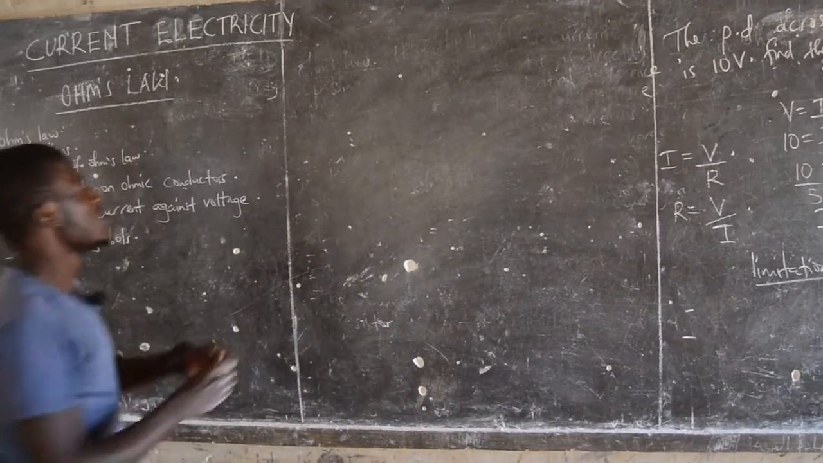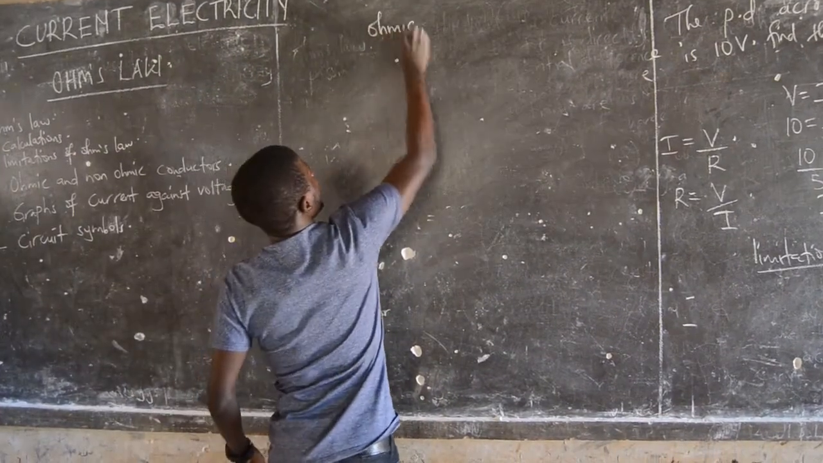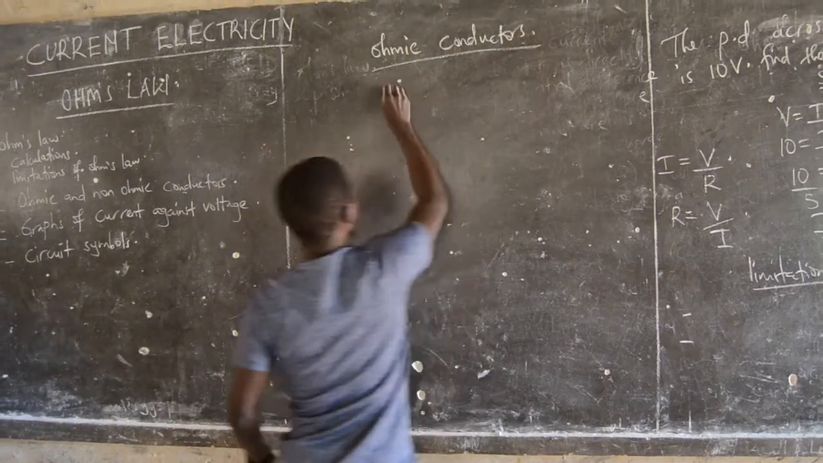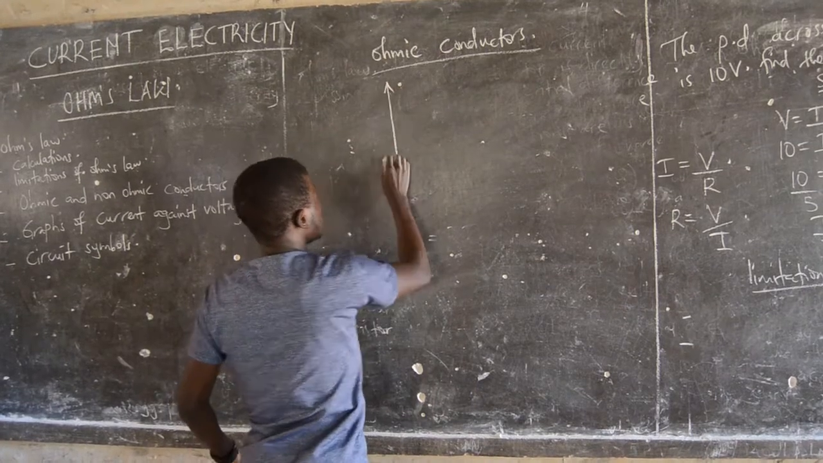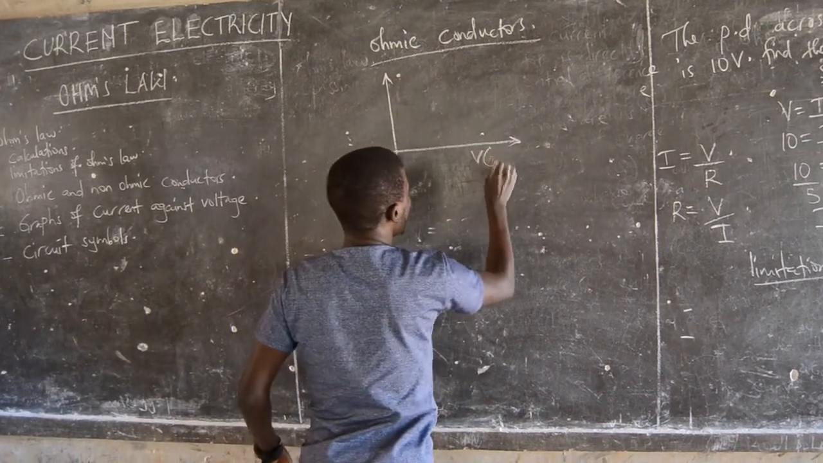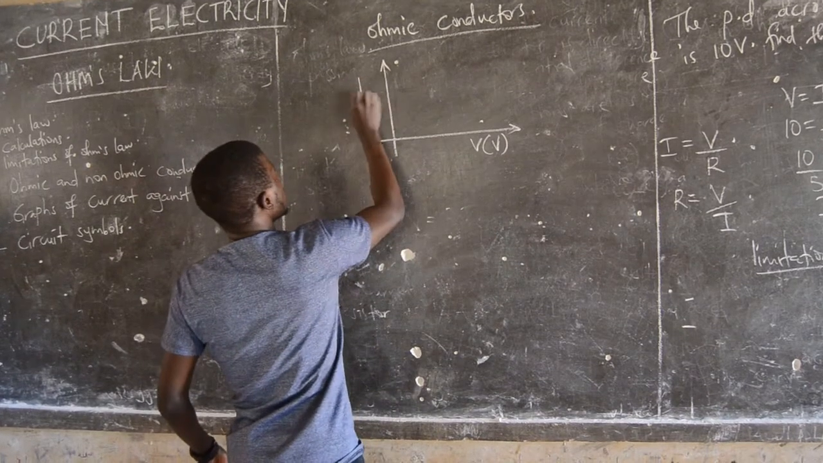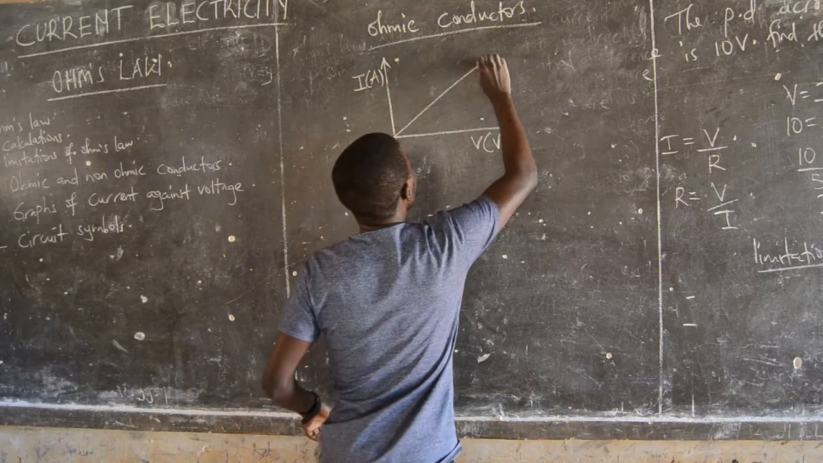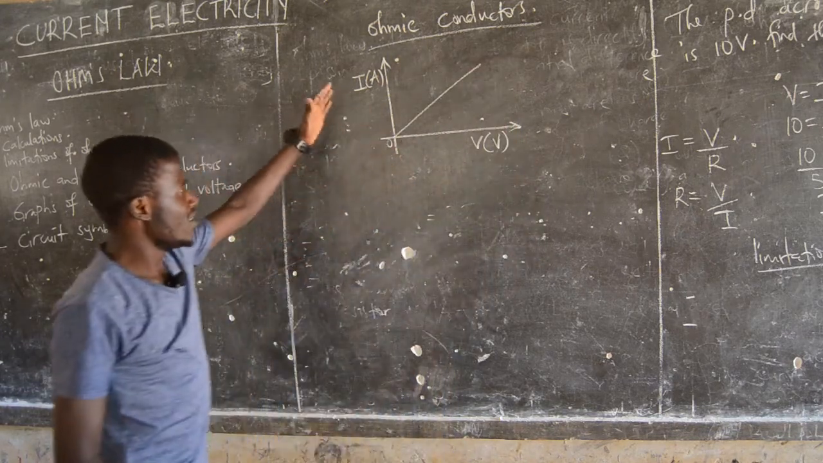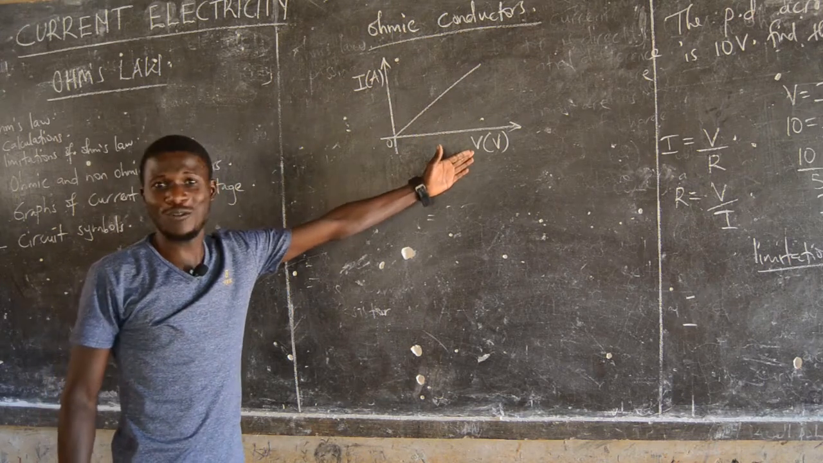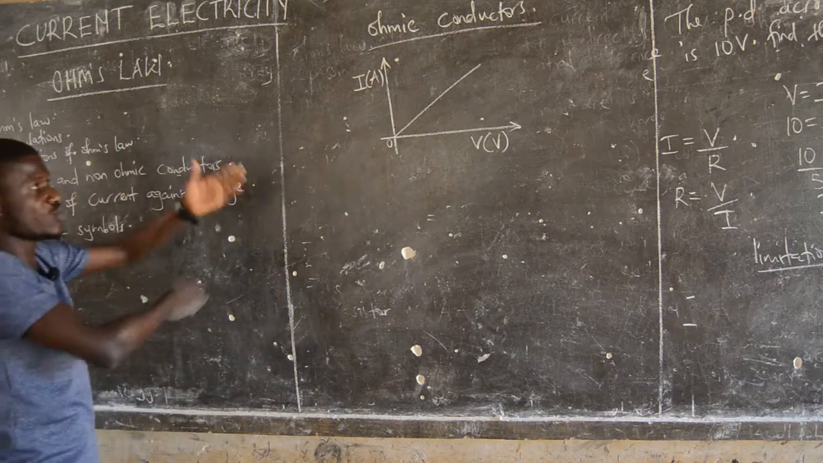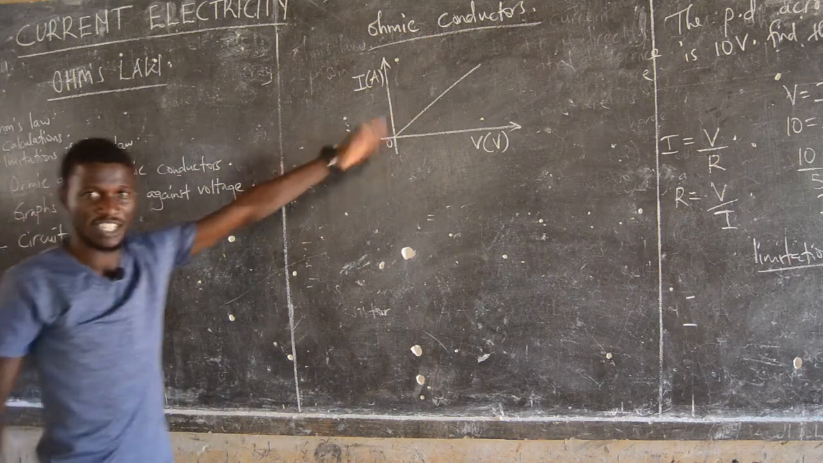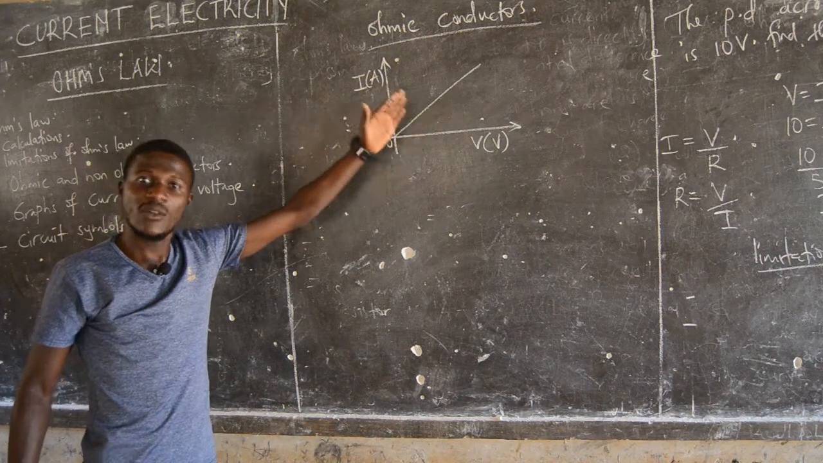Some of the graphs for ohmic conductors, graphs of current versus voltage. For ohmic conductors, remember, voltage here in volts, then we have current in amperes. In this case, for all conductors which obey Ohm's law, the ohmic conductors, we see current is directly proportional to the what? To the voltage. That's why you are seeing a straight line through the origin. That is their graph. All conductors which obey Ohm's law, it is the same. It has to have this linear relationship.